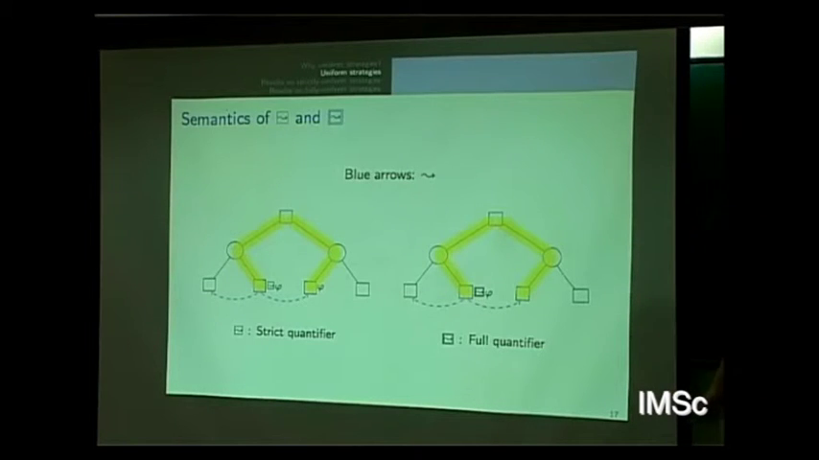With the full quantifier, you quantify over all related plays, even those that do not follow the strategy you are considering. So here, for this to hold, phi must hold here and also here, even though this is not in the strategy you are considering.